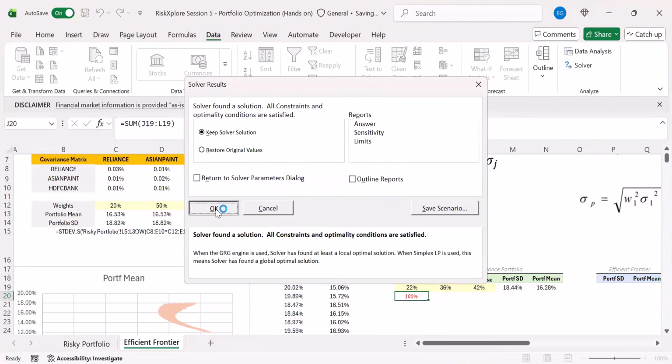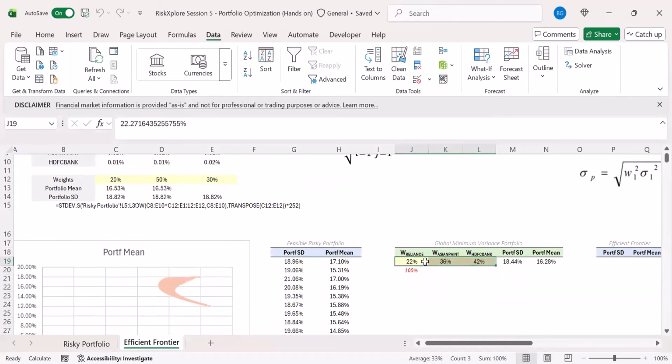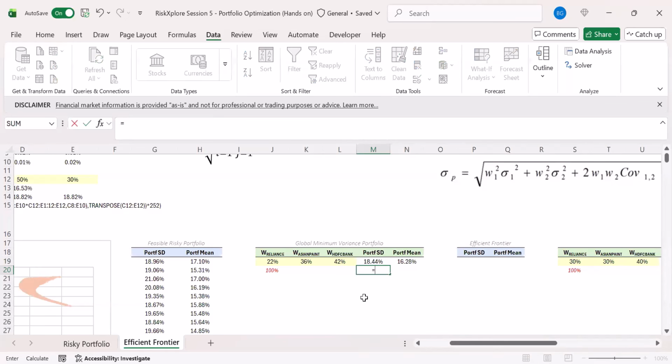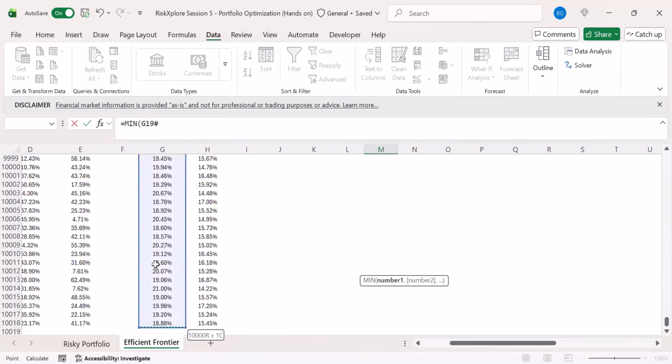So Solver has found the weights for which we have the minimum portfolio SD. This is the combination for which we have the minimum portfolio SD, and this is the mean for that. Now there is one more way in which we can find the minimum portfolio SD and portfolio mean without using Solver. To do that we can use the MIN function, and since we have all the possible portfolios here, we can find the minimum SD here.